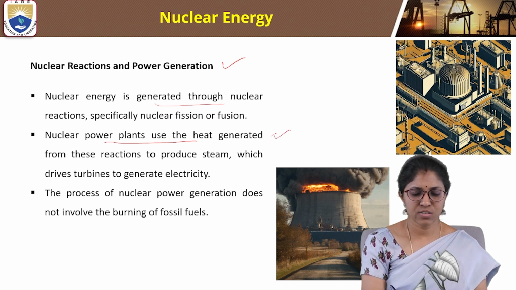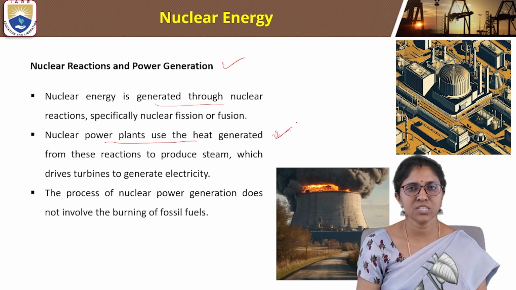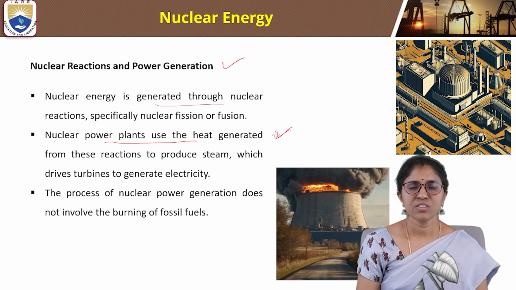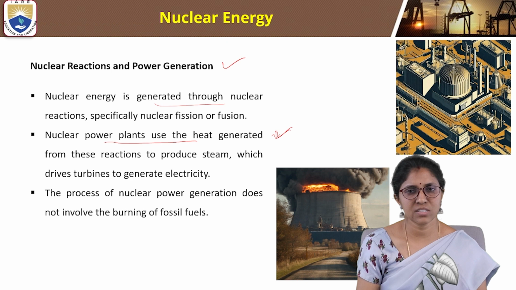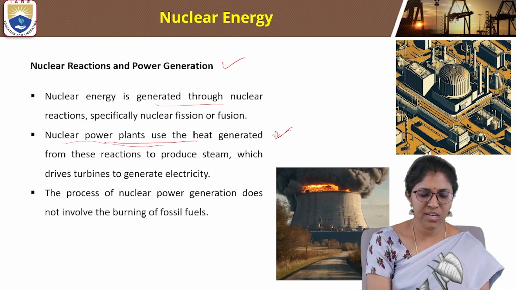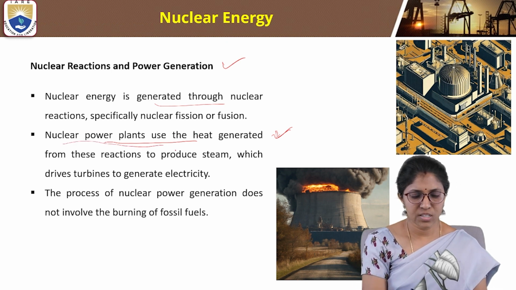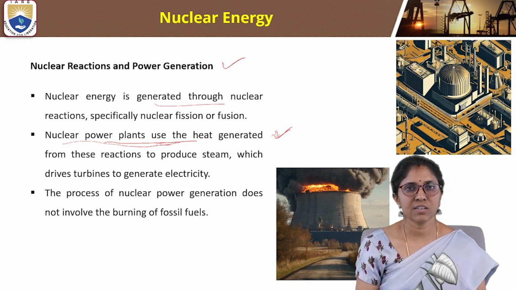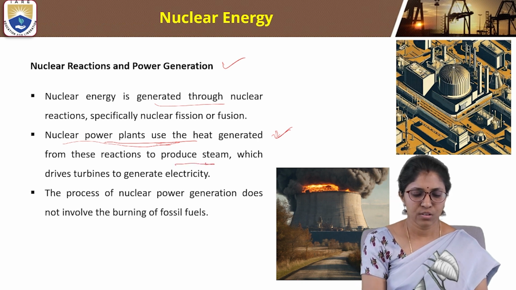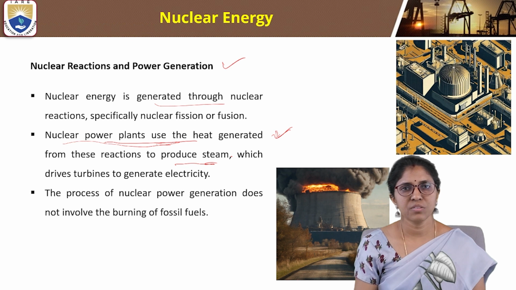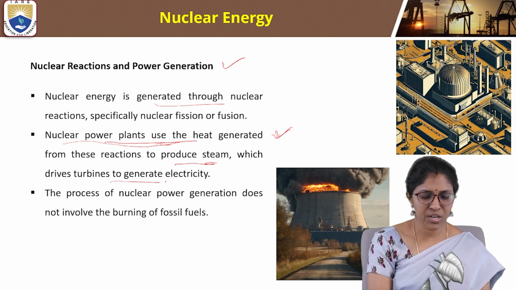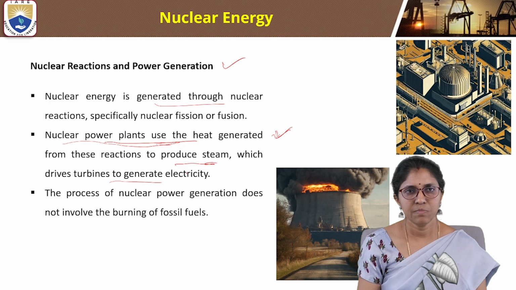In this case also, the heat energy produced from the nuclear reactions is used for the production of steam. This steam drives the turbines to generate electricity. So nuclear power plants use heat energy generated from nuclear fission and nuclear fusion reactions for the production of steam, and this steam drives the turbines to generate electricity.